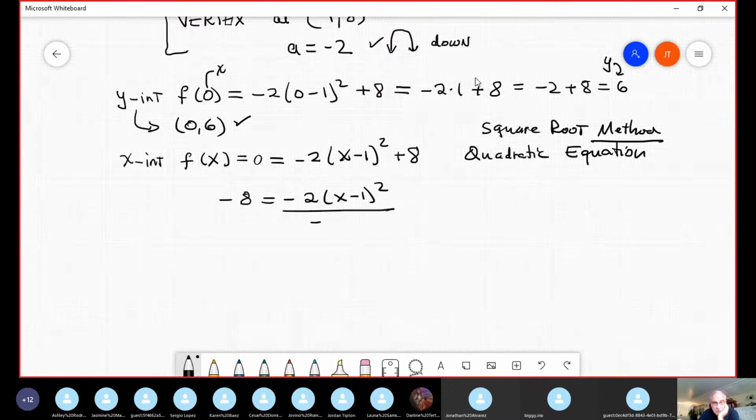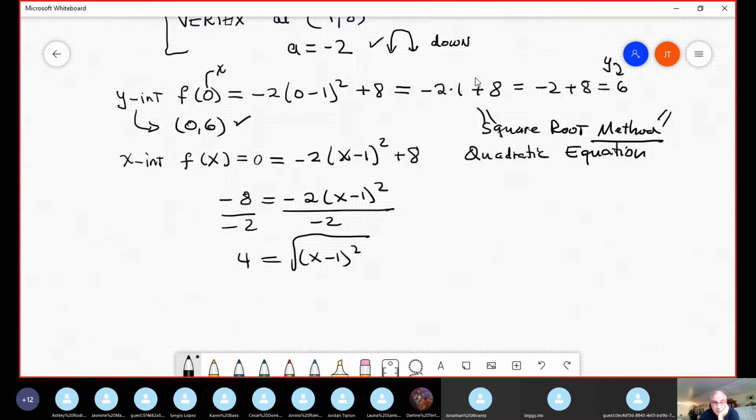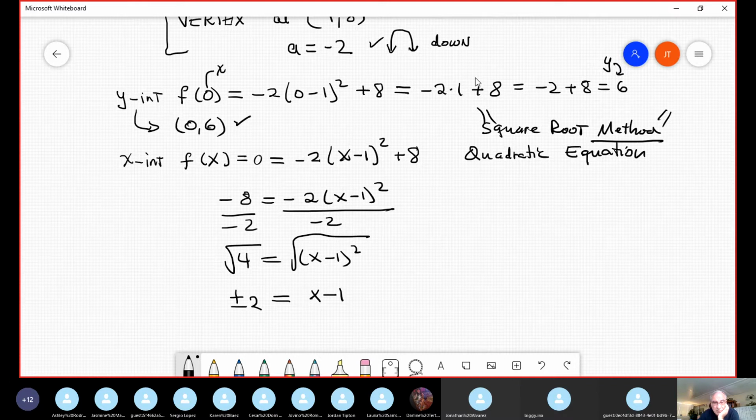Divide by negative 2 on both sides. This is 4. And finally, square root. This is the idea for the method: the square root of both sides. You know very well que square and square root cancel, only x minus 1, and the square root of 4 is 2, but don't forget plus or minus. This is the only detail that you have to remember.